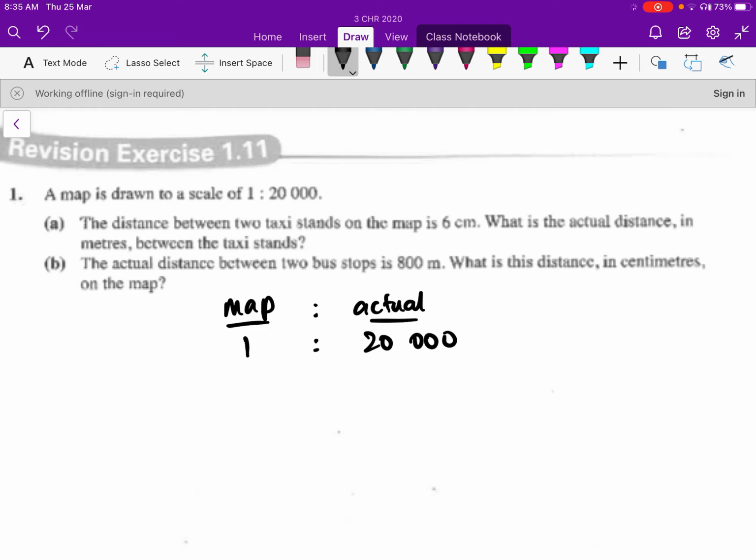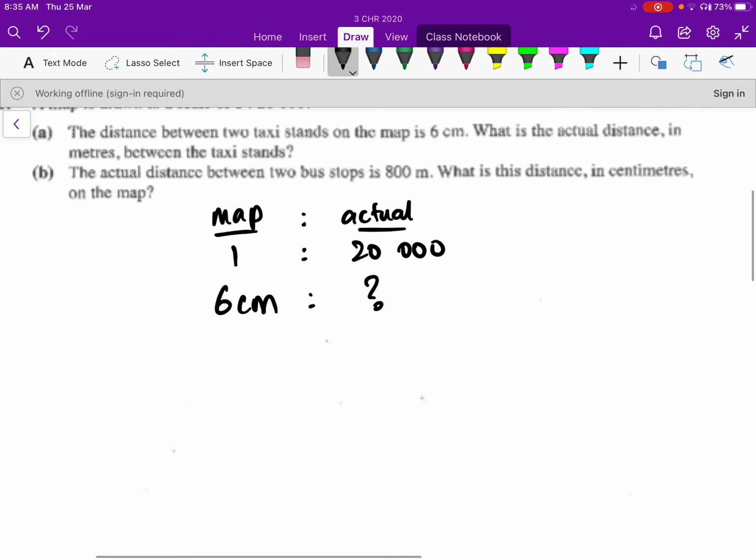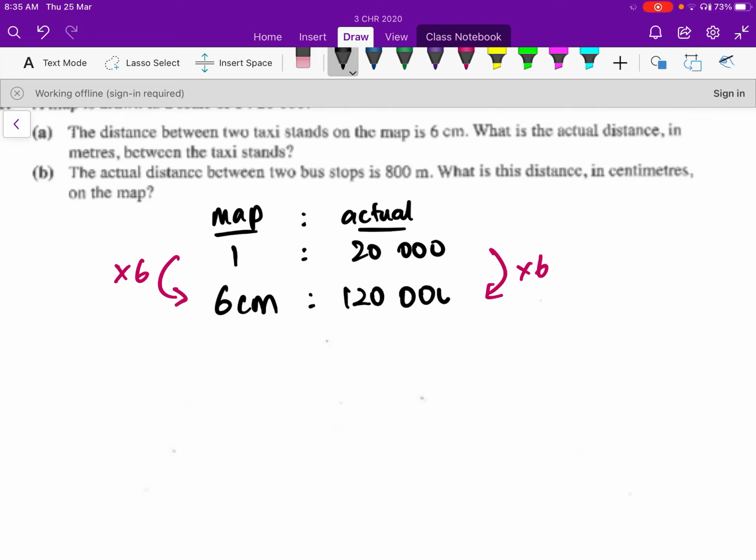So part A, distance between the 2 taxi stands is 6 cm. On the map, what is the actual distance in meters between the taxi stands? So what do we have over here? 120,000 times 6. 120,000. Correct. So 120,000 cm.